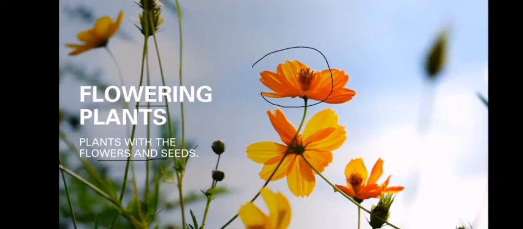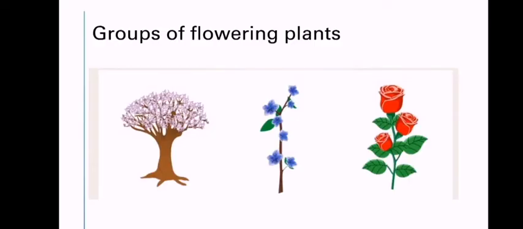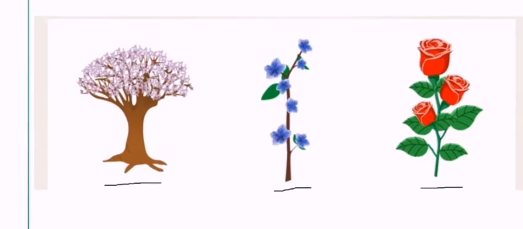The 3 types of flowering plants which we are going to discuss are: number 1, magnolia tree. All these things we discussed in the class, now we are only reviewing them. Number 2, iris plants, and number 3, roses or rose bushes. You all know about roses.